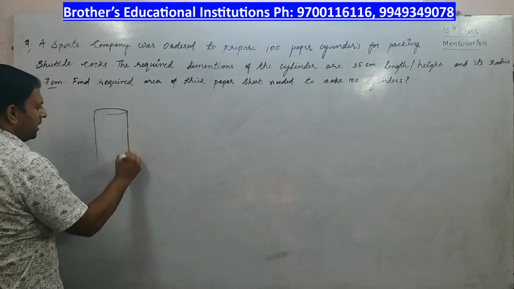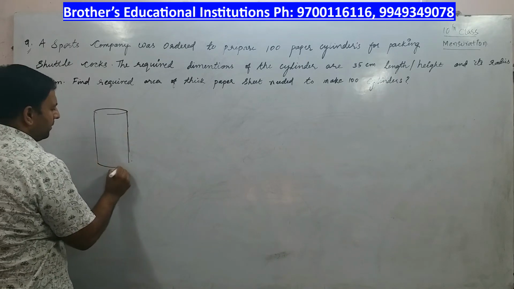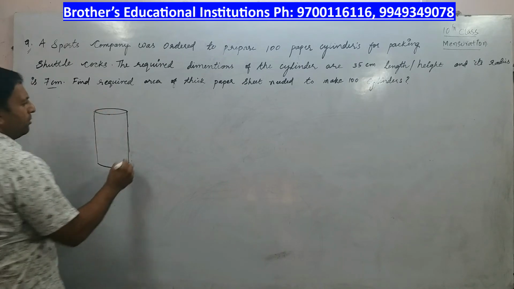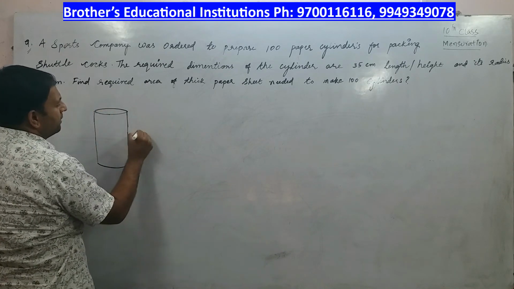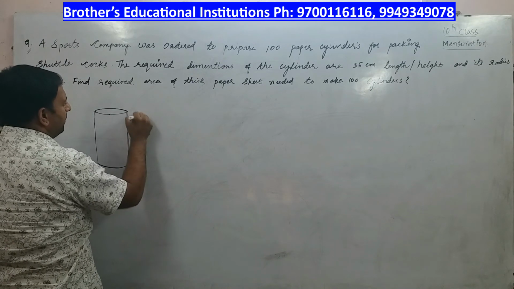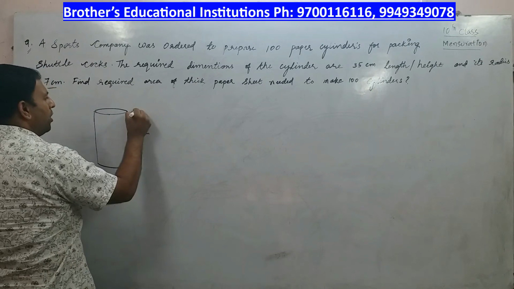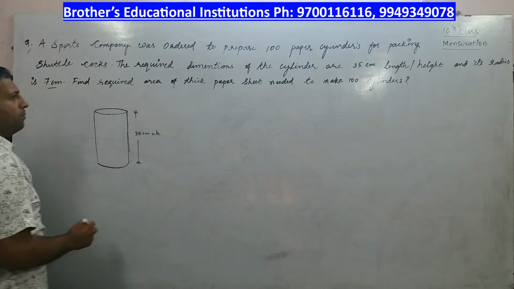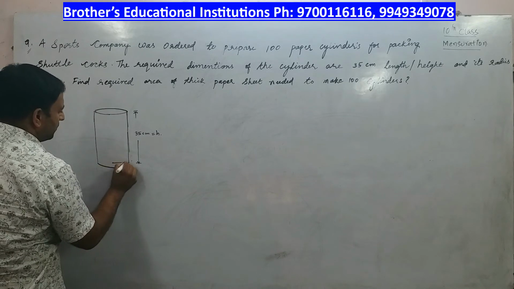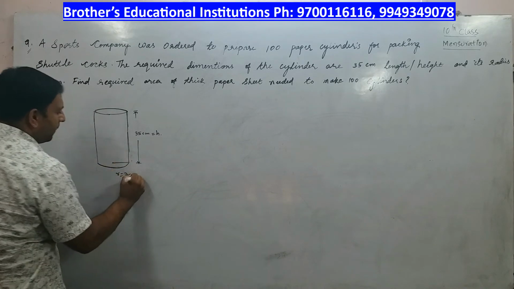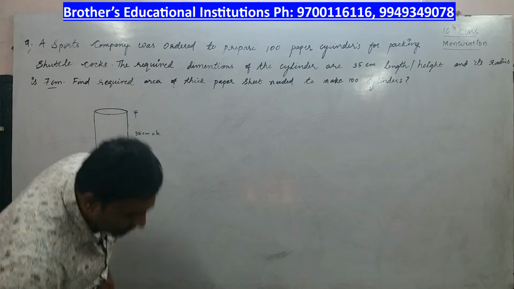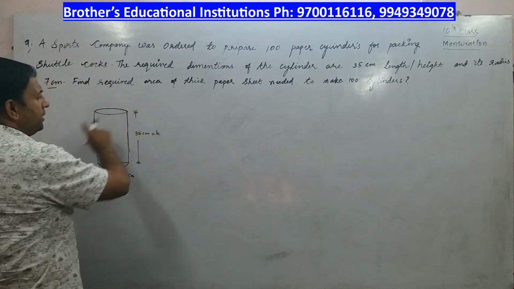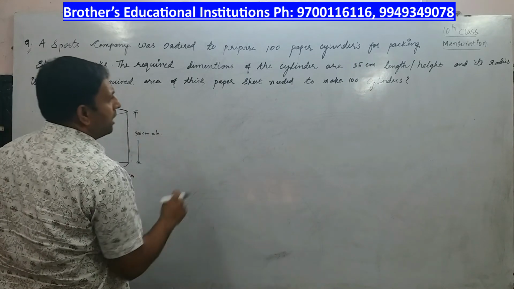Here in this particular cylindrical type container, I am going to put my shuttlecocks one upon another, and the dimensions mentioned, the length or the height is 35 centimeters. You may call it length also, but here I call it the height of the cylinder. The base radius is how much? This is the base radius, and that is equal to 7 centimeters. Now what is the question asked? Find the required area of thick paper sheet needed for 100 such cylinders.